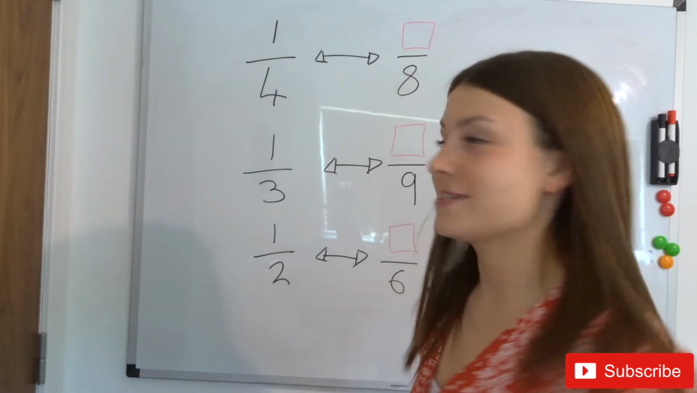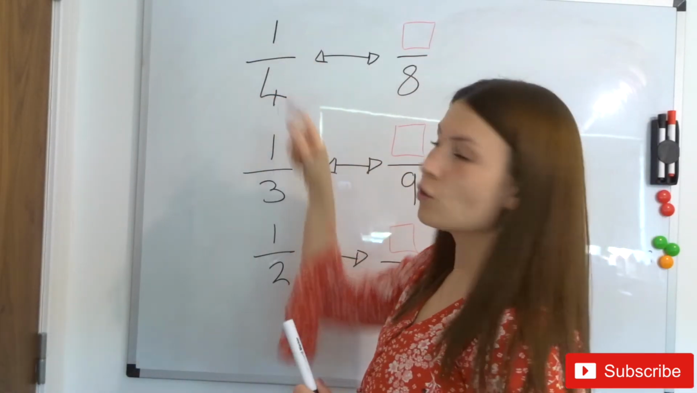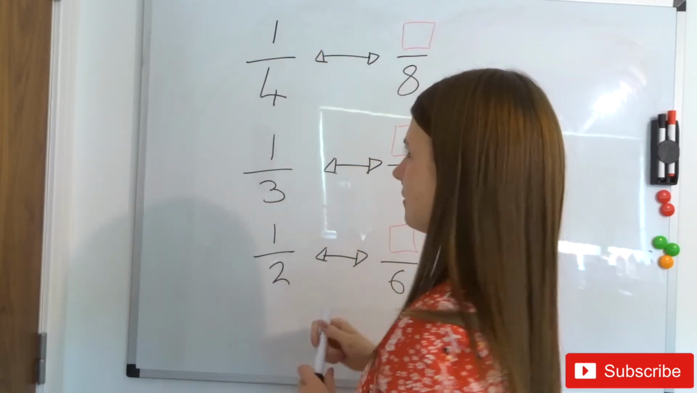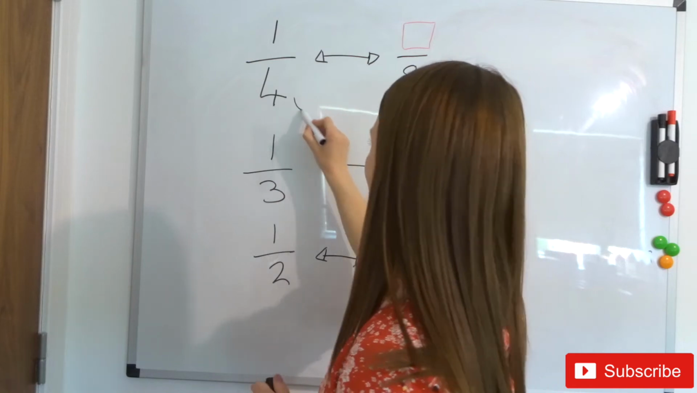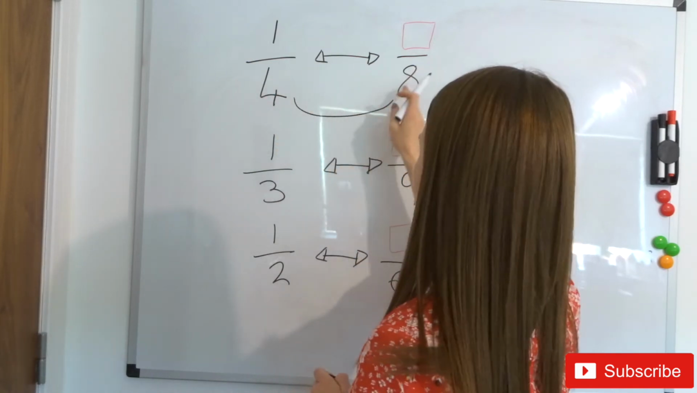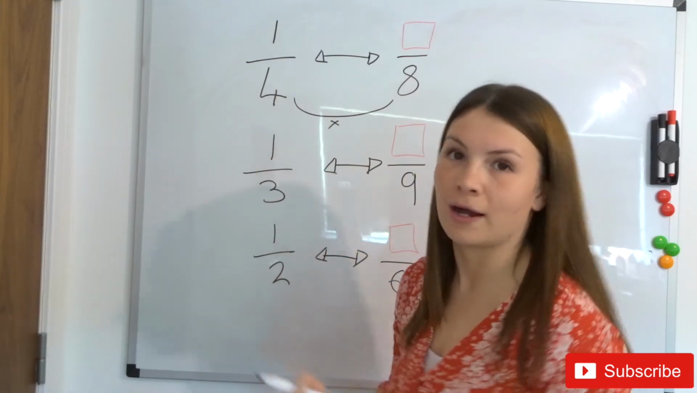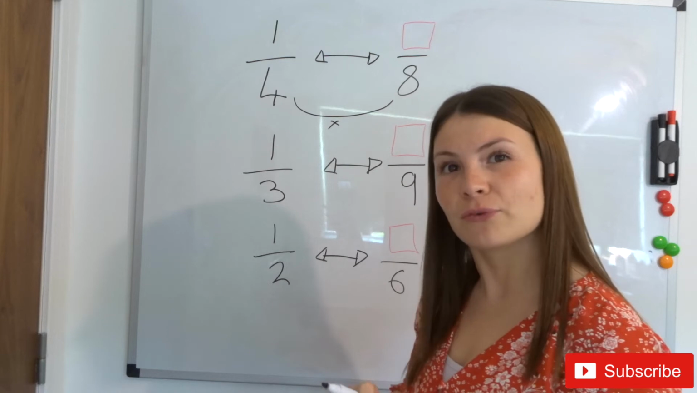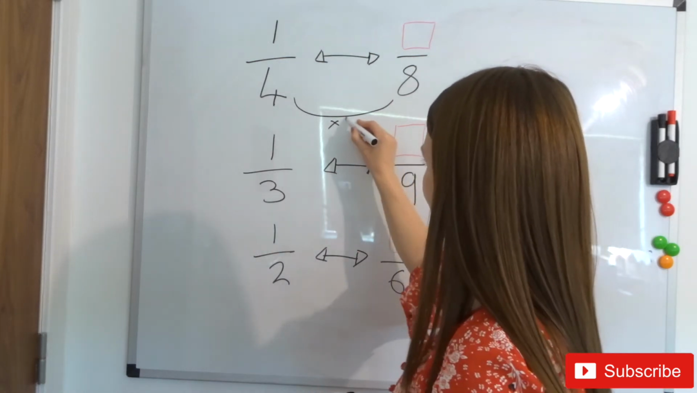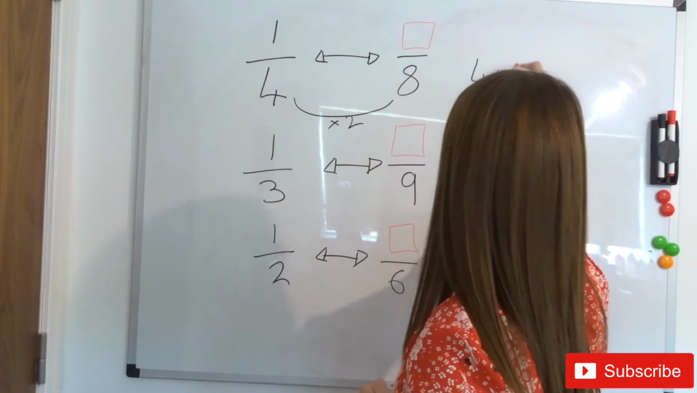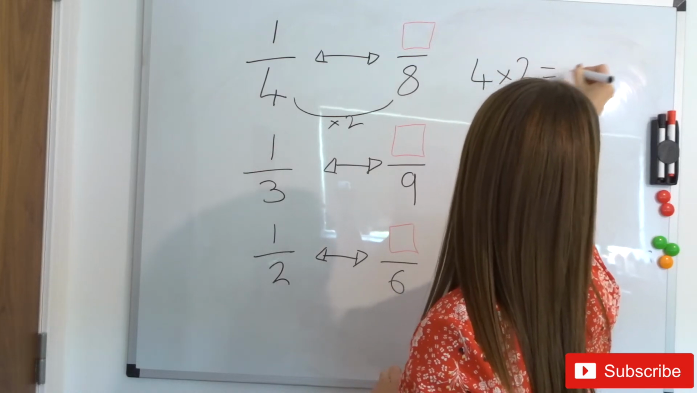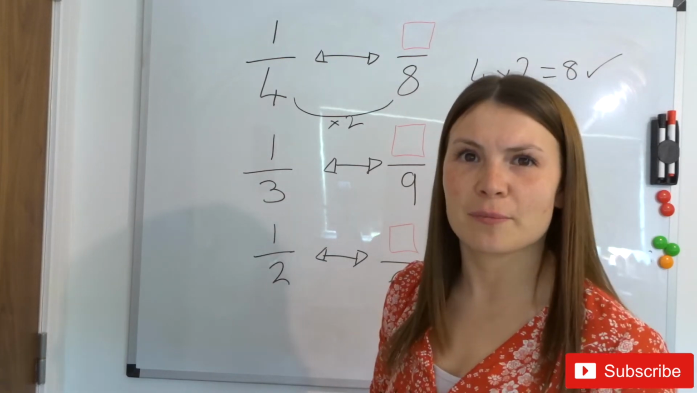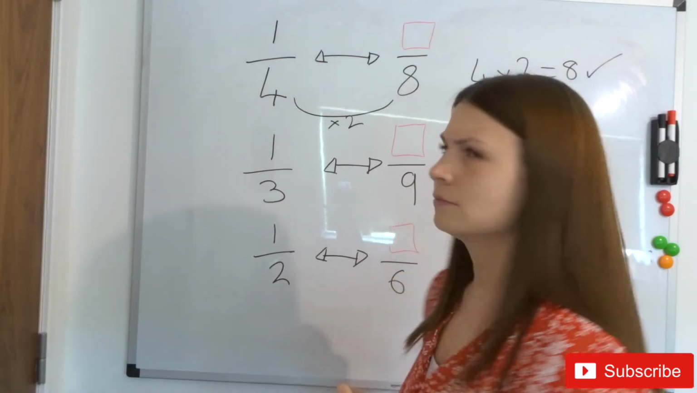So let's go through these then. We've got 1/4 this side, we've got 1/4 this side, and we've got something 8ths this side. So let's figure out what we did to 4 to get it to 8. What did we times 4 by to get 8? What did you times 4 by to get 8? 2. 4 times 2 equals 8. Tick. Well done. So what do we need to do to the top then? What do we need to times the top by?